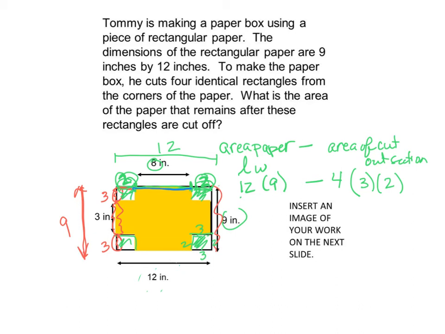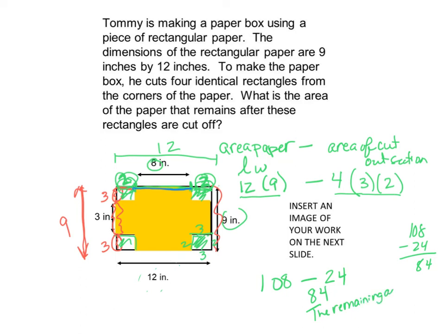So what's the length? What's the width? Okay. So 9 times 12 is 108 minus 4 times 3 times 2 is 24. 108 minus 24 is 84. So the remaining area is 84 square inches. Area is always squared units.